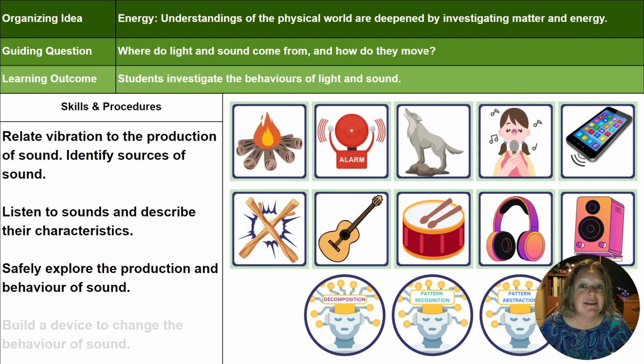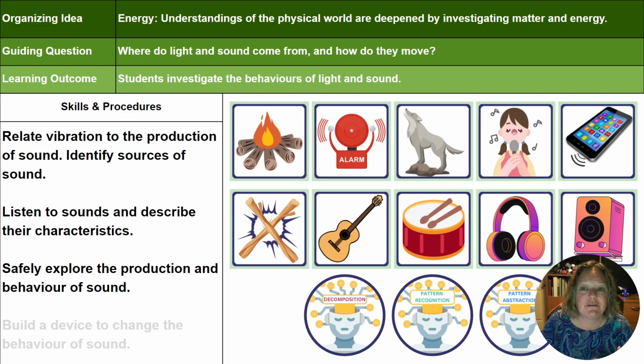And as we're doing these things, we're decomposing the sounds down to their parts. Are we looking at pitch? Or are we looking at some other attribute of sound? Are there things that are the same between sounds? How are musical instruments all the same, and how do they differ? And are there some musical instruments that you could group together based on certain attributes? Can we find some patterns in these sounds?